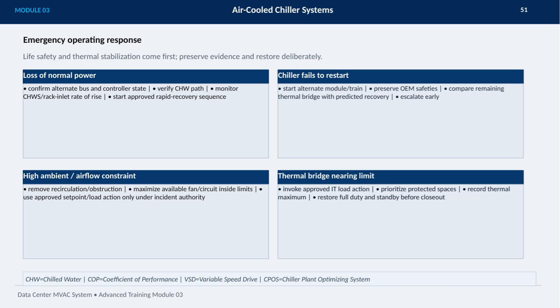Finally, if the thermal bridge is nearing its limit, invoke the approved IT load action, prioritize protected spaces, record the thermal maximum, and restore full duty and standby operations before closing out the response.